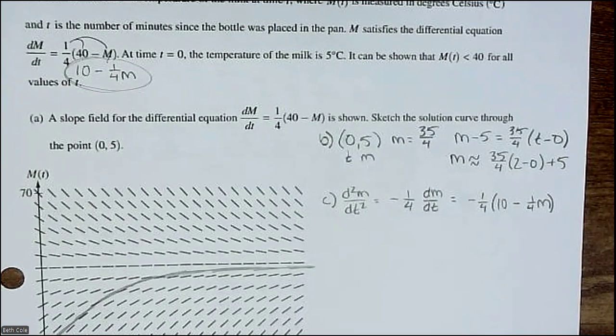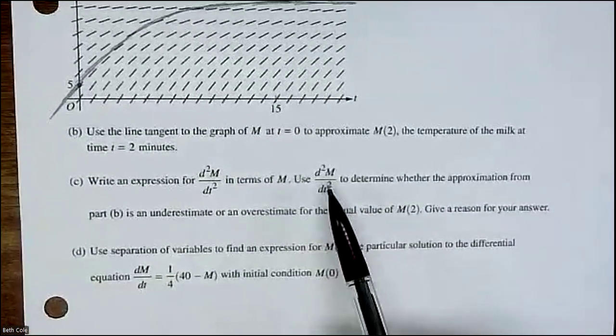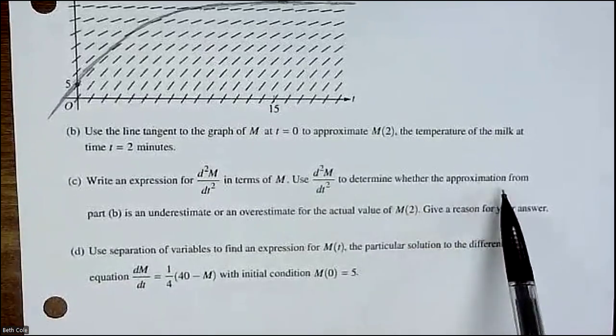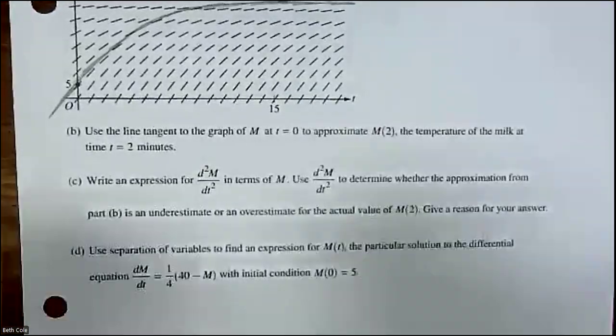All right, now they want more though. So what else are they asking for? Go ahead and read through the rest of it. We want to use that to do what? Whether what we just did in part A was over or under. Now, why'd they ask you for a second derivative? What does a second derivative tell you about?